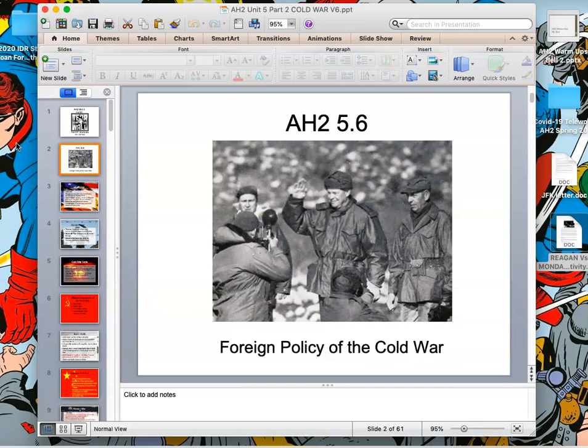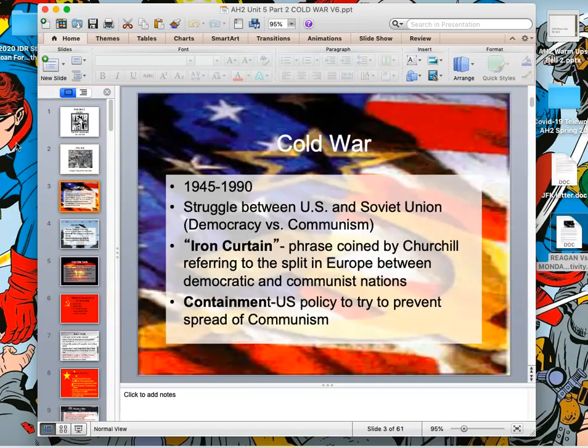The Cold War spans every president from Truman through Bush 41. So every president from 45 to 1990, basically. So a lot of presidents have to deal with this Cold War, all trying to avoid nuclear war with the Russians. So without further ado, let's get started.